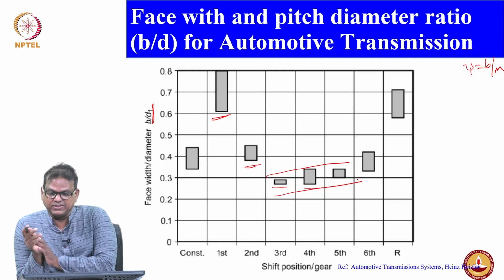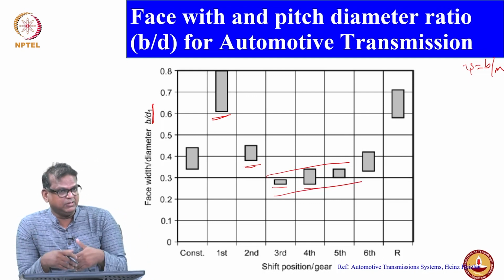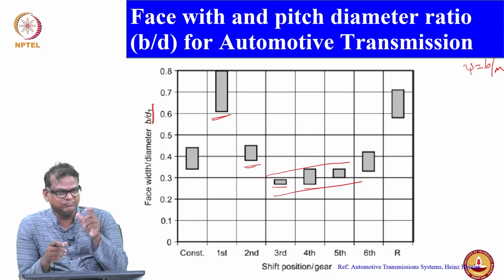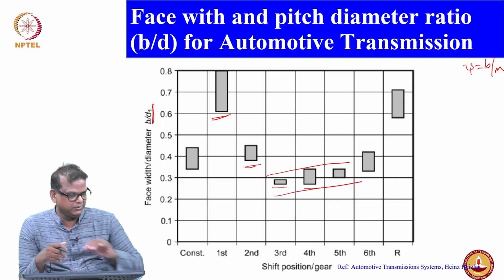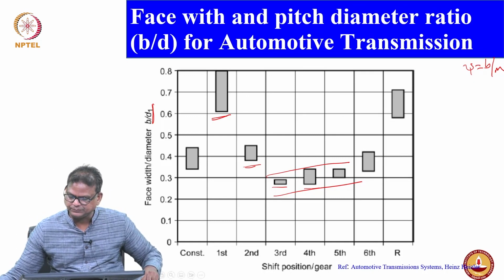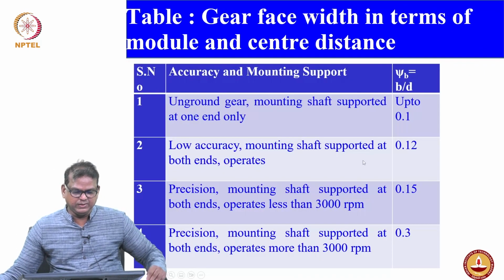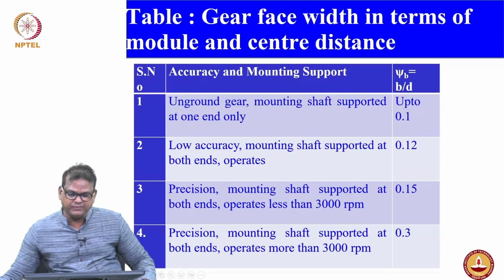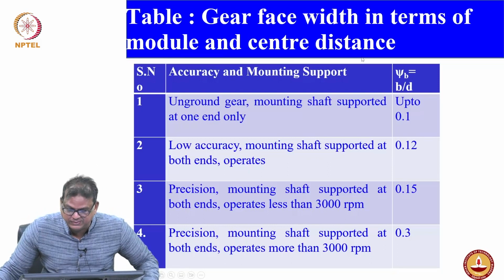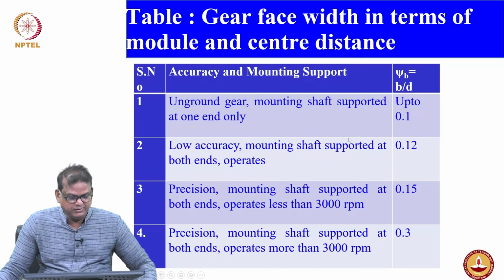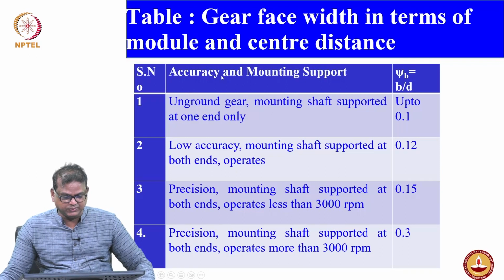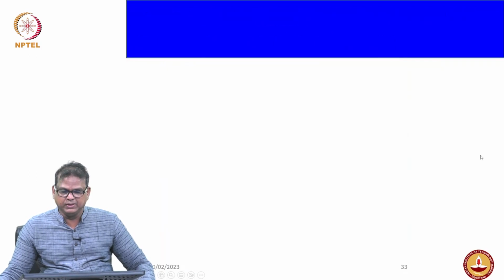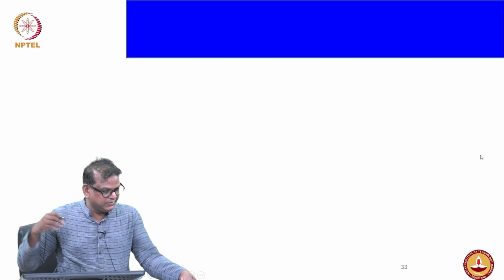So that's one way. A good thing is that in our problem we are going to change the face width for each gear. That is how we are going to do the problem. Then another thing is the gear face width in terms of module and center distance. This is another equation, the B by D ratio for various accuracy and mounting support. I will skip that. Now we will go for the equation.